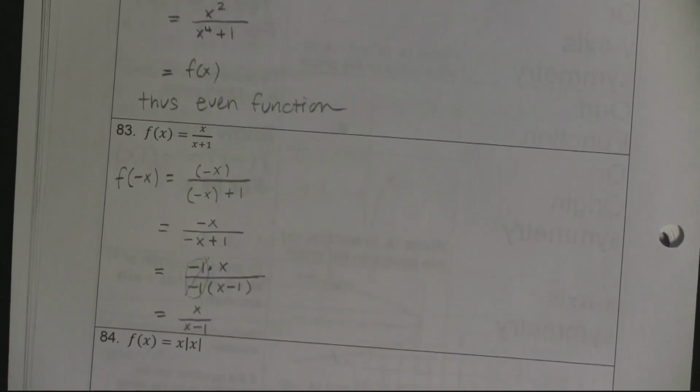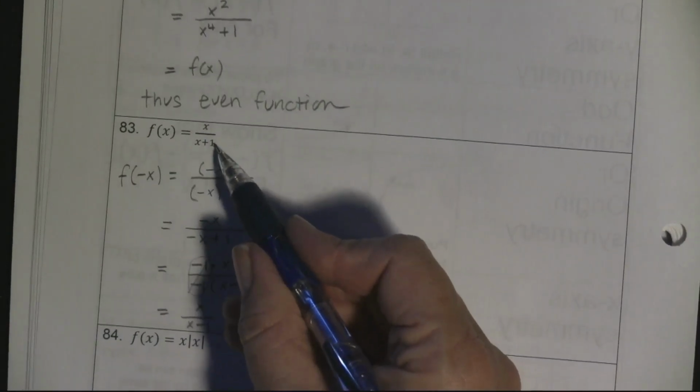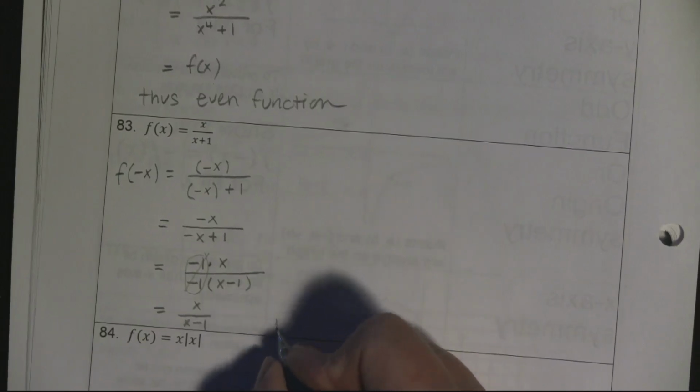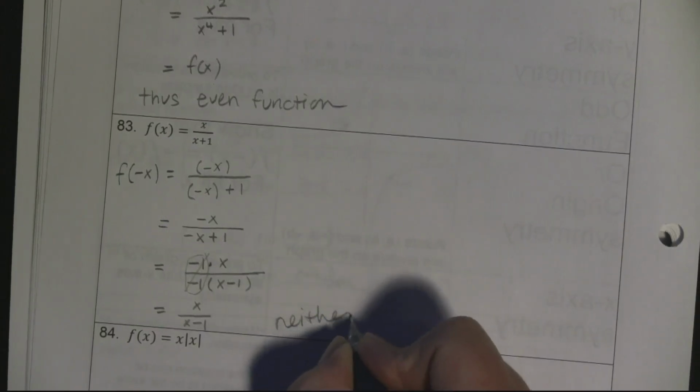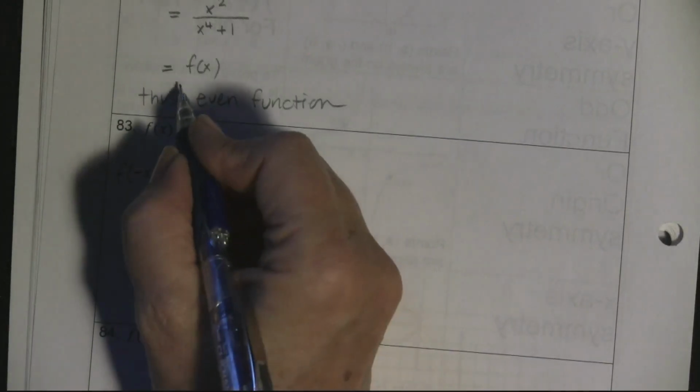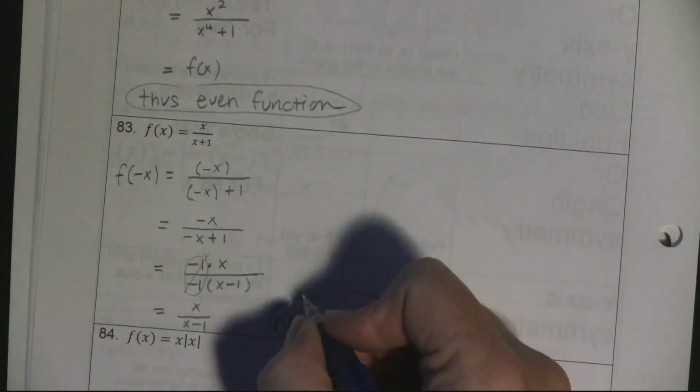And I'm like, well, that's not what I started with, and it's not the opposite of what I started with either. And so I'm out of options. I mean, I made the numerator the same, but the denominator's different, and it's because of the binomial. And so this is not even or odd. This is neither. Thus, neither.